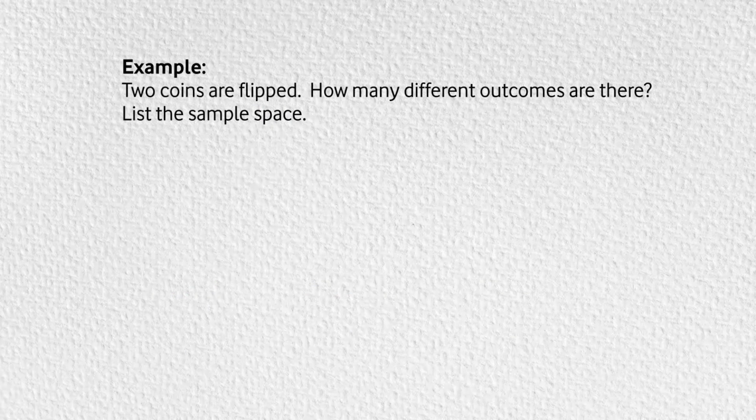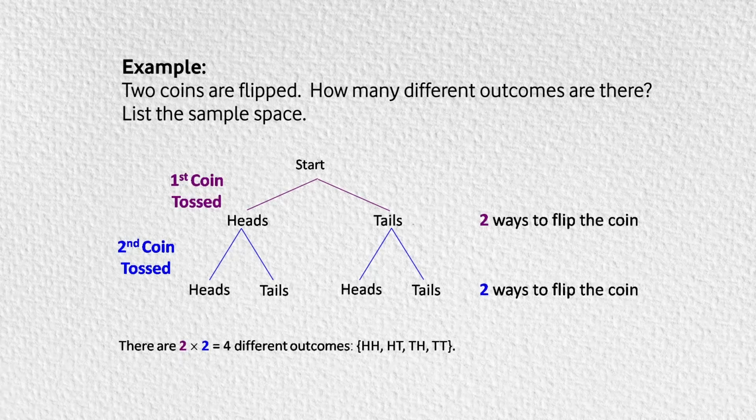Now for the fundamental counting principle, if we take one more example: 2 coins are flipped, how many different outcomes are there? List the sample space. If you see the first coin, when it is tossed, the possibility is that it could be either heads or tails. So 2 ways to flip the coin, and if the second coin is tossed, there is a possibility of heads and tails for the first coin, and for the second coin tails and heads. So 2 ways to flip the coin, there are 2 times 2, 4 different outcomes, that is head head, head tail, tail head and tail tail.